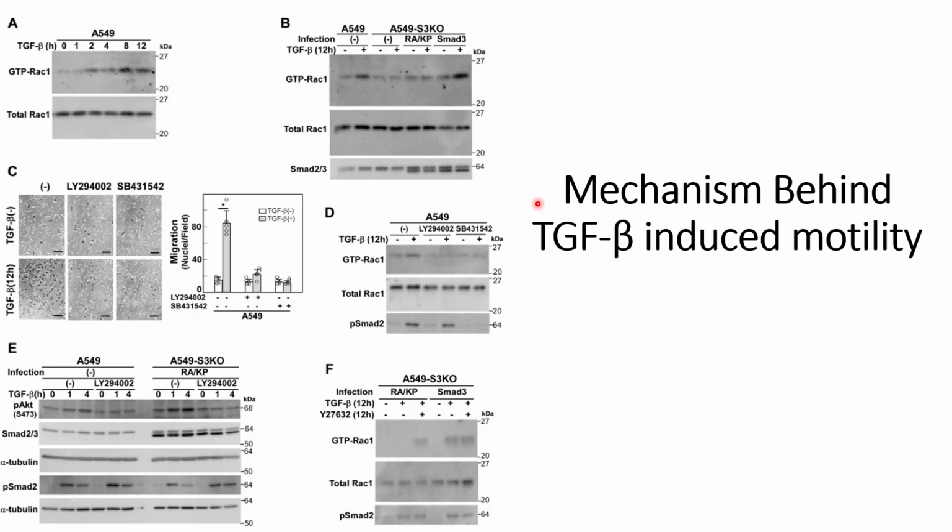are induced with TGF-beta. From the literature, they found that it's the GTP-RAC1 activation that causes lamellipodia formation, which is a phenomenon that occurs when cells migrate or move from one place to another. So they wanted to check this GTP-RAC1 activation when TGF-beta is induced in the cells. They did this experiment in wild type A549 cells, and they were able to see GTP-RAC1 activation after 12 hours of TGF-beta induction.